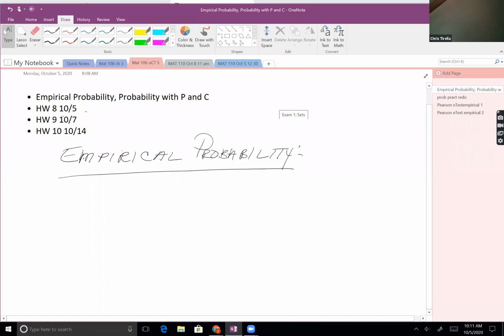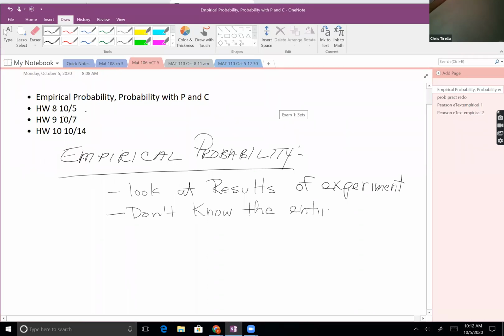Okay, so empirical. We had defined the theoretical probability of an event as the number of ways the event can occur over the number of things in the sample space. And that was all well and good if we had a defined sample space and defined outcomes and we could count them. Empirical probability we use more when we actually look at the results of an experiment, and we don't necessarily know the entire sample space.